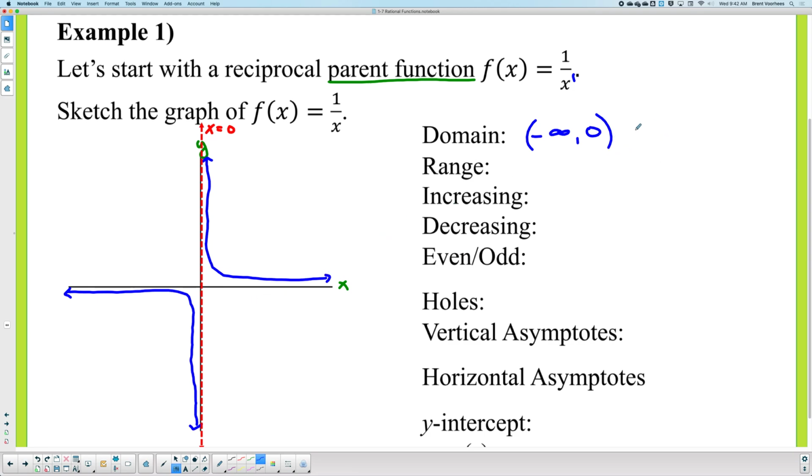Now there's a second piece of graph, so we're going to use a union. Let's talk about the second piece of graph. How far right will the second piece go? Infinity. How far left does this second piece go? 0. Again, it has an arrow, so regardless, it cannot be a bracket. So it's 0 to infinity.